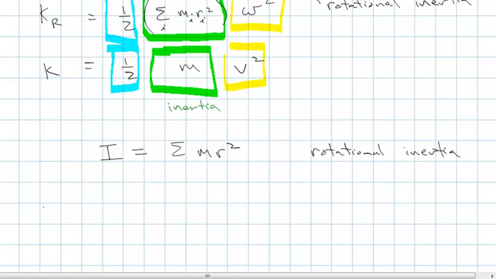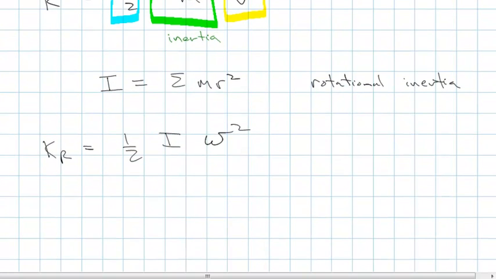What do we have for our rotational kinetic energy? We usually write it this way. We replace our inertia m with the rotational inertia I. We replace our translational velocity v with a rotational velocity omega: 1/2 I omega squared, rotational kinetic energy.